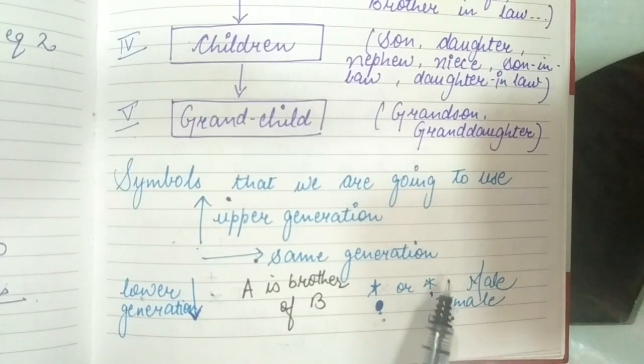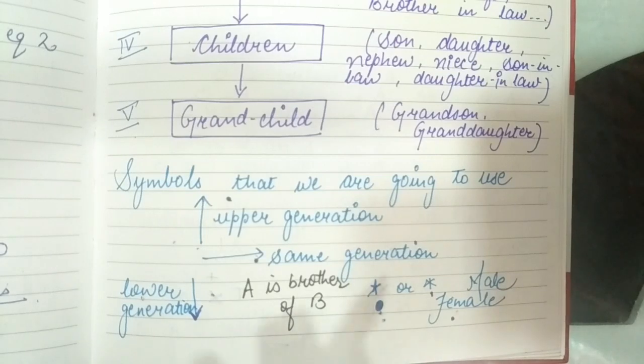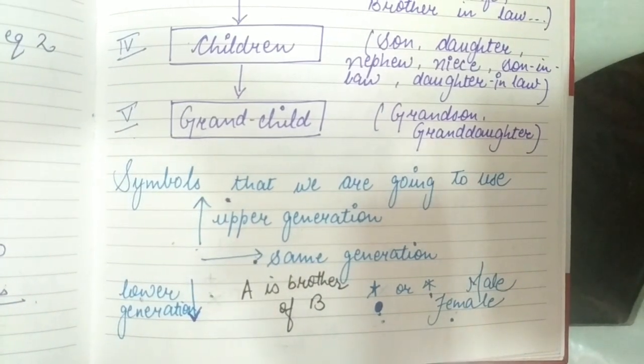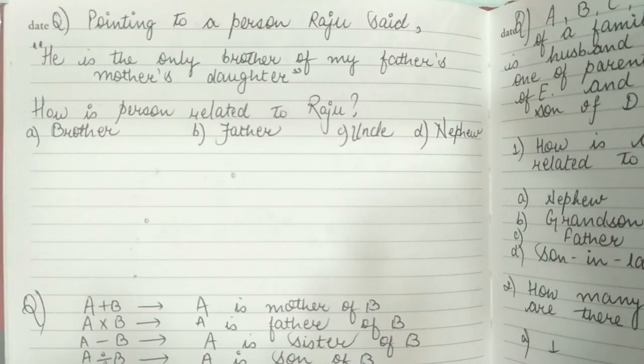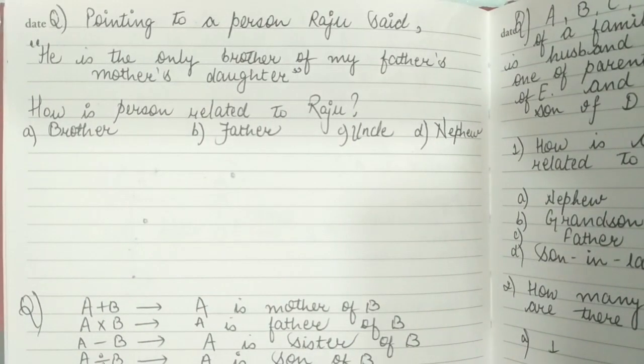The benefit of using these symbols will be we do not have to read the question again and again. By reading the question at once, we will mark and it will help to solve the questions very fast and with very ease. So now let's solve some questions based on blood relation.